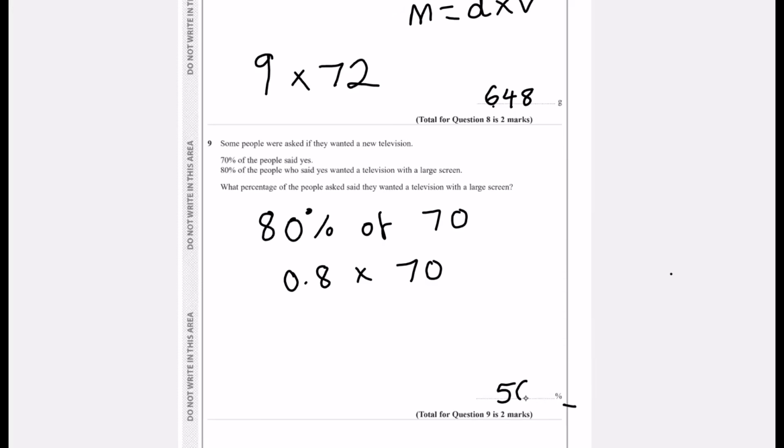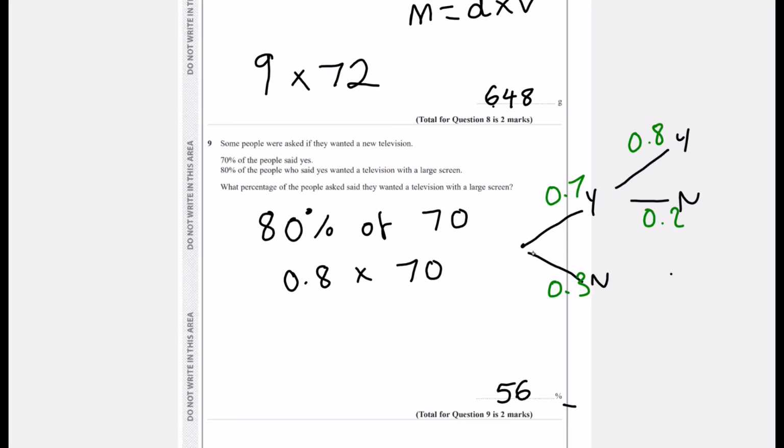So it's 56%. You could think of this as a probability tree if you wanted. So it's, do you want a new television? Yes and no. Do you want a large screen? Yes and no. So this is 0.7, 0.3, 0.8, 0.2. So if you want yes, yes, it's 0.7 times 0.8, which would be 0.56. And as a percentage, 56%.